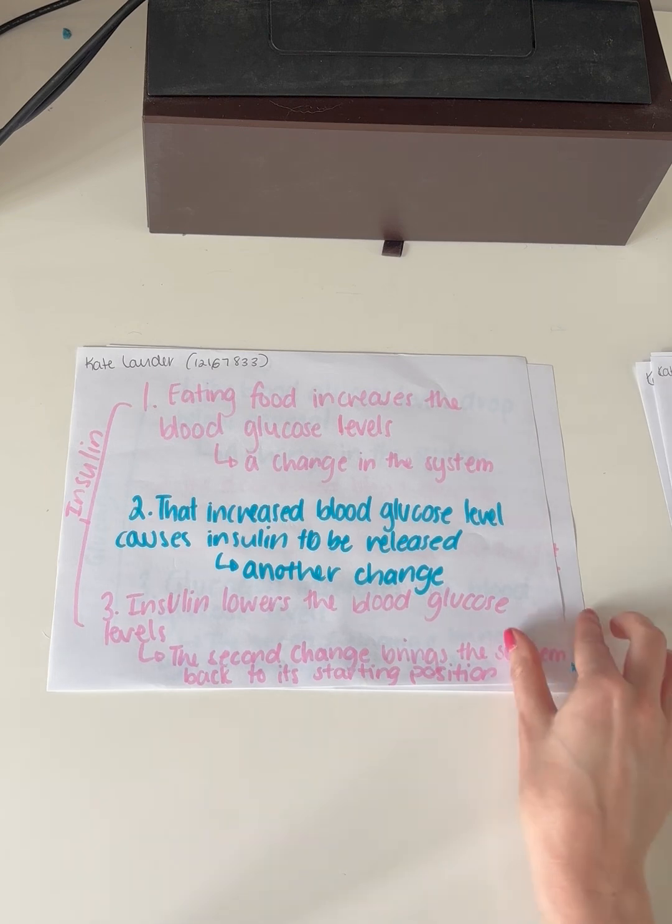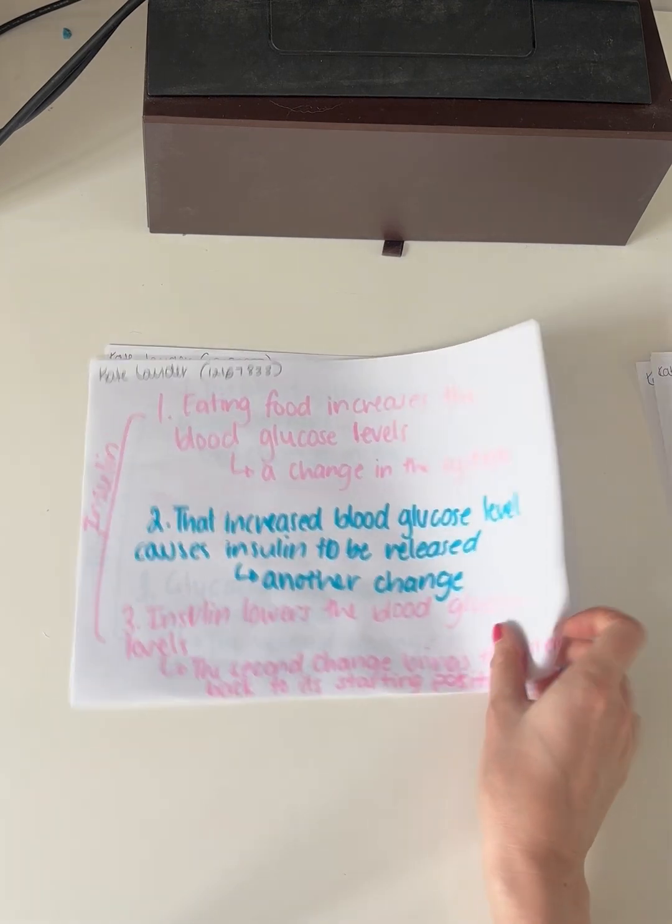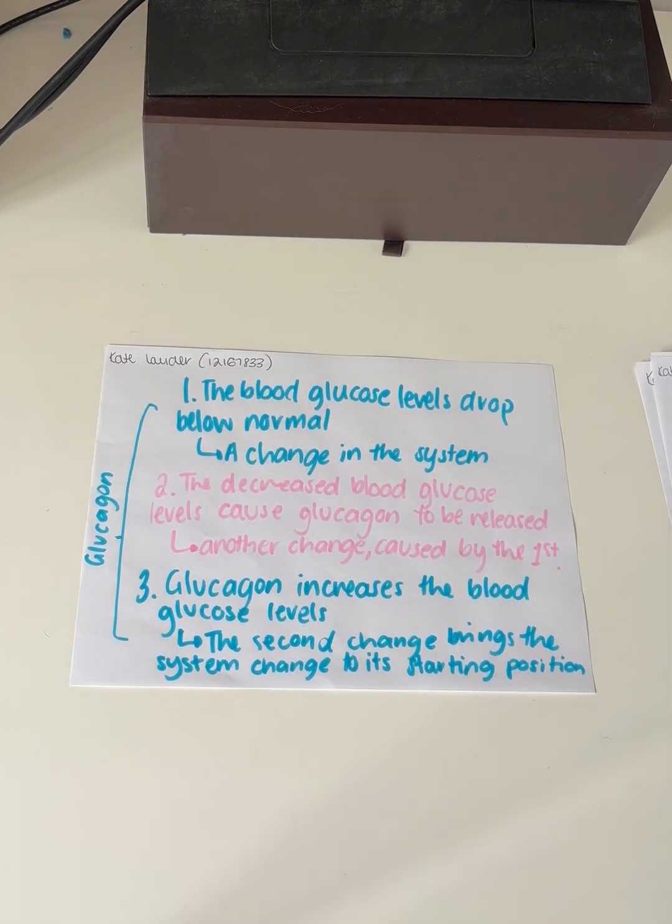Now let's recap and revise glucagon. The blood glucose levels drop below normal, a change in the system. Second, the decreased blood glucose levels cause glucagon to be released. This is when another change happens, which is caused by the first. Lastly, to bring it back into homeostasis, glucagon increases the blood glucose levels. The second change that brings the system back to its starting position.